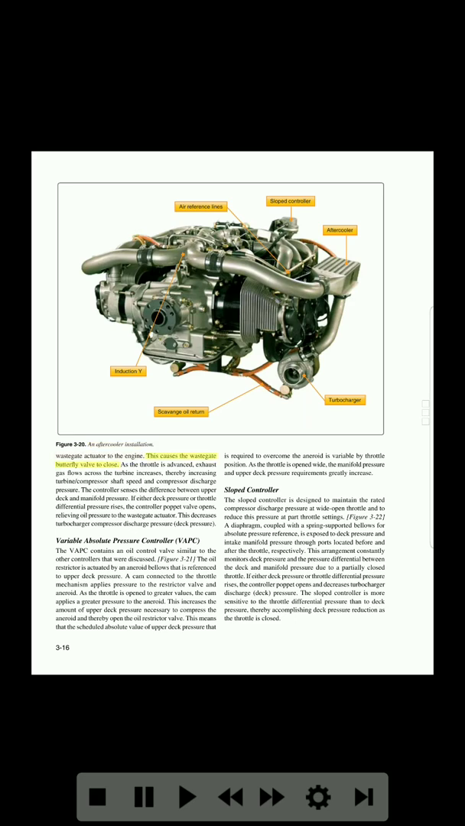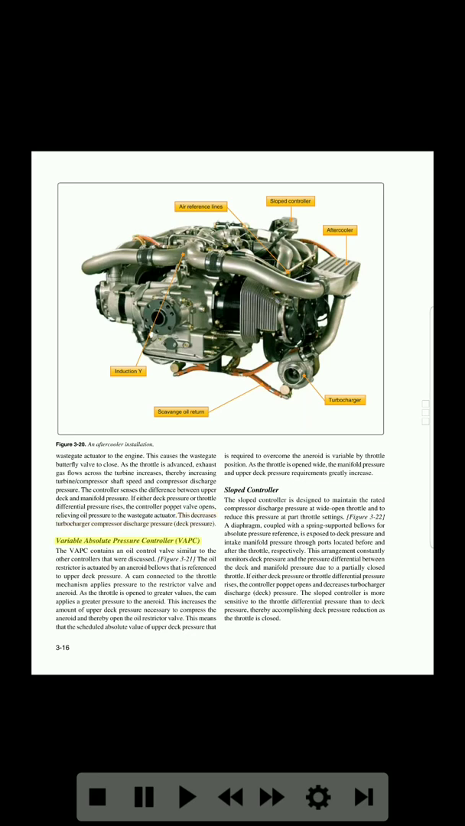This causes the wastegate butterfly valve to close. As the throttle is advanced, exhaust gas flow across the turbine increases, thereby increasing turbine/compressor shaft speed and compressor discharge pressure. The controller senses the difference between upper deck and manifold pressure. If either deck pressure or throttle differential pressure rises, the controller poppet valve opens, relieving oil pressure to the wastegate actuator. This decreases turbocharger compressor discharge pressure, deck pressure.